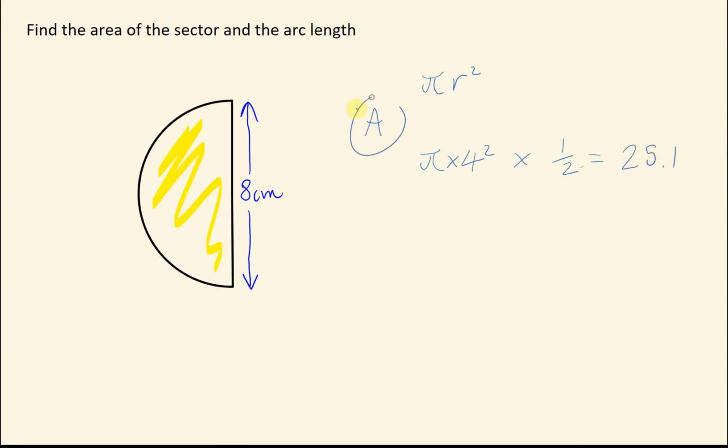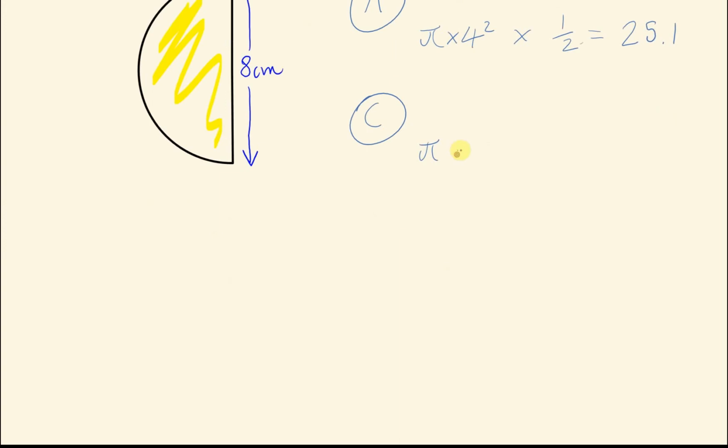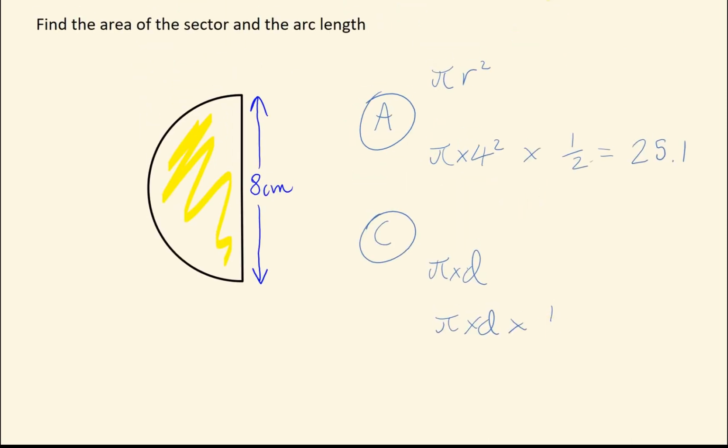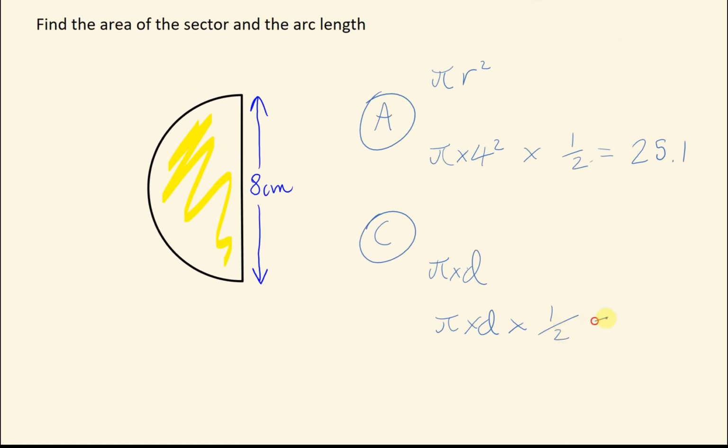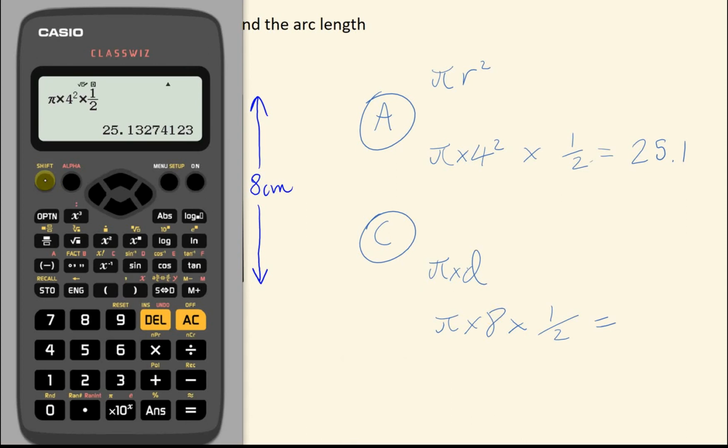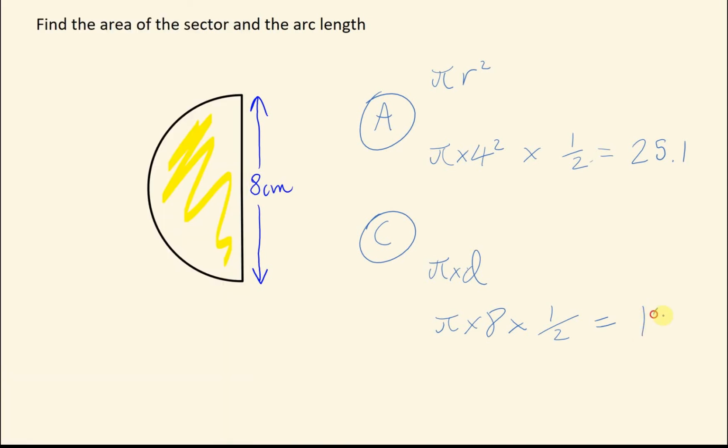So that was the area. For the circumference, we want pi times diameter. In this case the diameter is 8 and we're given it. And again, because we've only got half a circle, we times this by a half. So you get your calculator and do pi times 8 times a half, which gives us 12.6 to three significant figures.